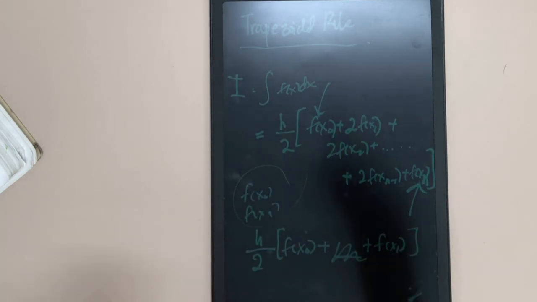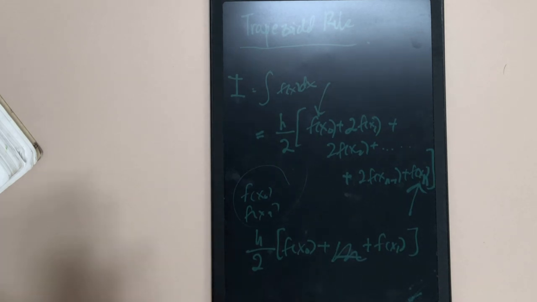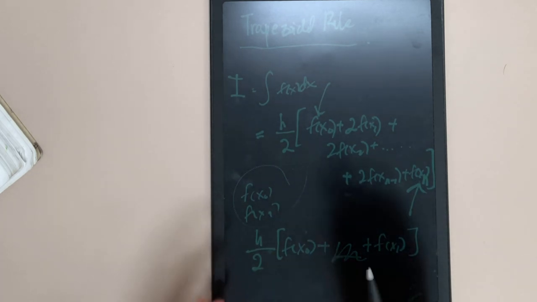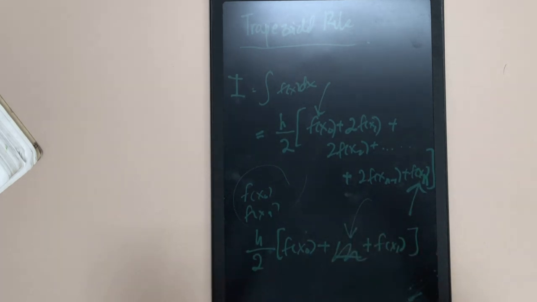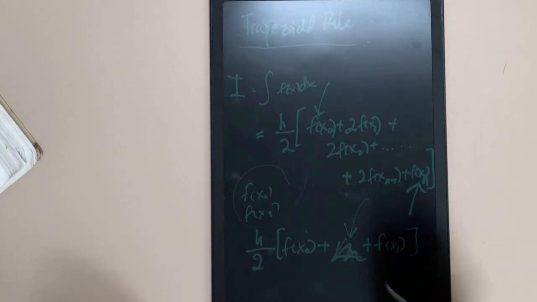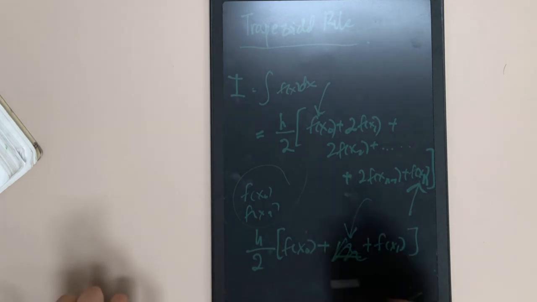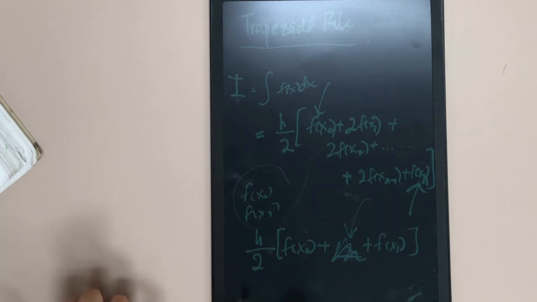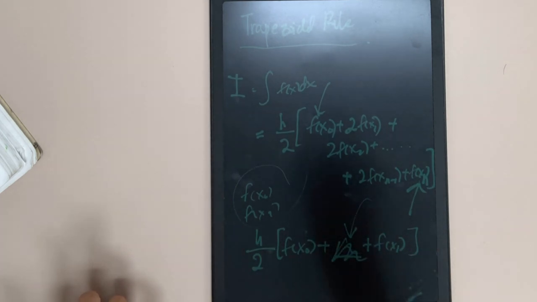So what you need to do first is put in the first and the last term, and then the balance you put in between. So if you don't have any between, your formula will be h over 2 and then f(x0) plus f(x1).